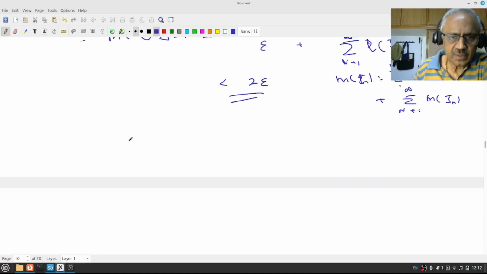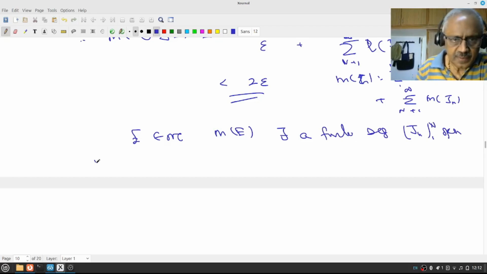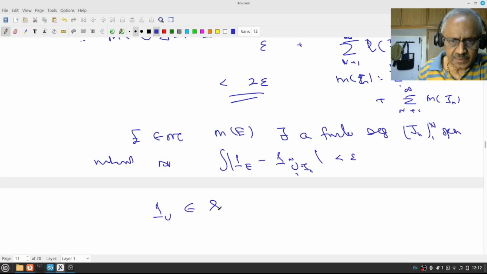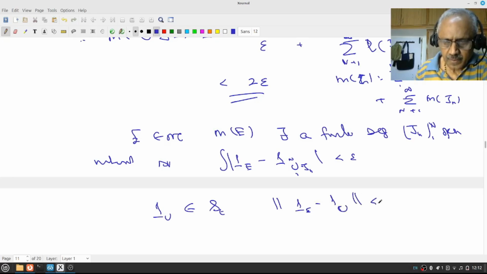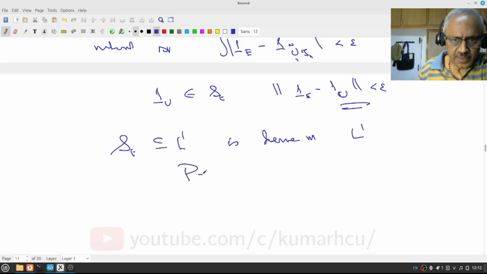So what have we shown? What we have shown is, if E is measurable with a finite measure, there exists a finite sequence of open intervals so that the integral of the modulus of the indicator function of E minus the indicator function of the union of J_k, k equal to 1 to n, is less than epsilon. This is what I call U, that is I_U is a step function, and it approximates I_E. So this completes the proof. Step functions in L1 are dense in L1. So pause, review, proceed.